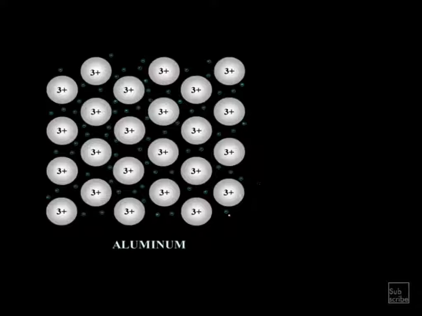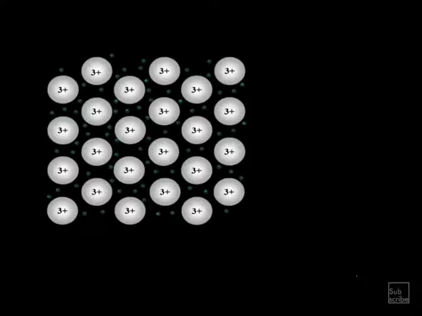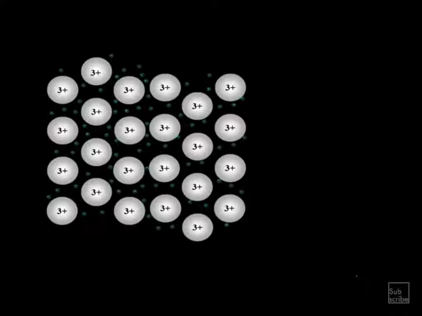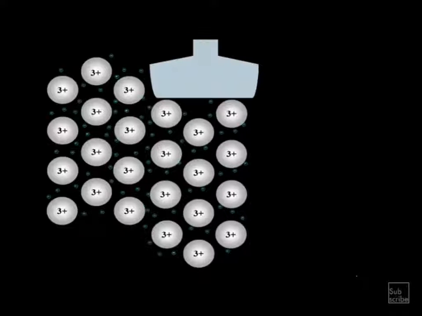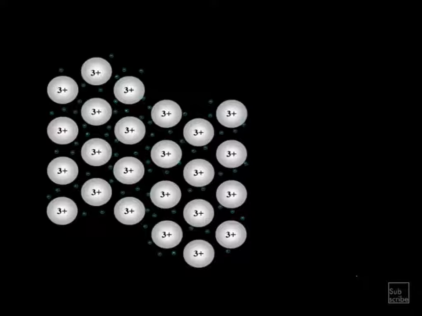Well, let's hit it with a hammer and see what happens. One last blow. Okay. So as you can see, the atoms were shifting. They didn't break apart. Hitting the metal with a hammer does not break it. Why would that be the case?